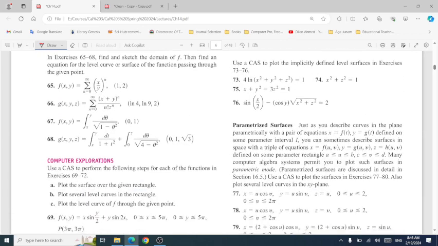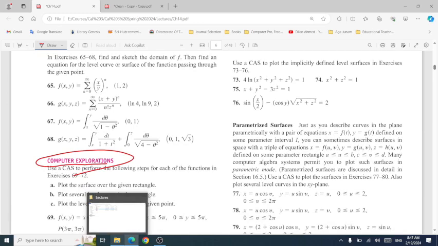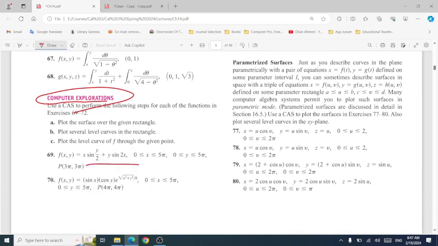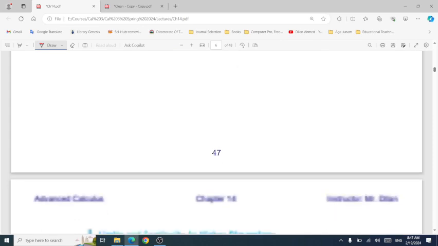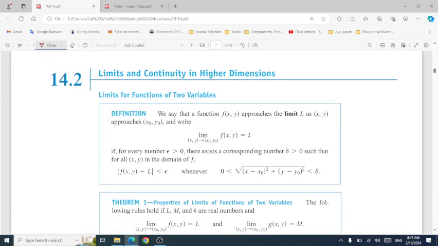Sometimes some of the exercises need computer exploring, and use the computer program to find something like that. Clear, dears?